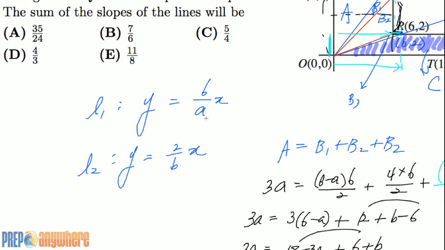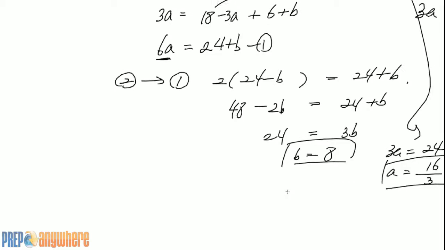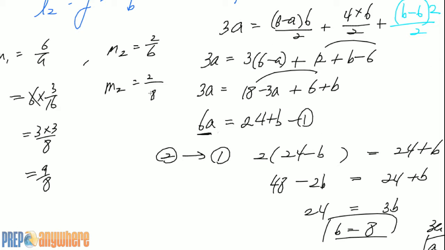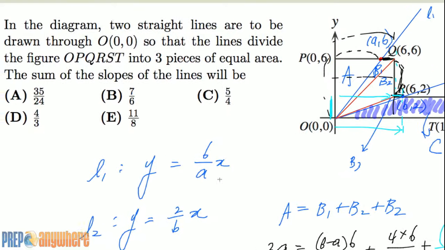The slopes are: slope 1 is 6 over A, and slope 2 is 2 over B. So A was 16 over 3. So 6 divided by 16 over 3, so 3 times 3 over 8, 9 over 8. And B was 8, so 1 over 4. So you have to add these two up, right? This is what we're looking for. This is 9 plus 2 over 8. 11 over 8. All right.